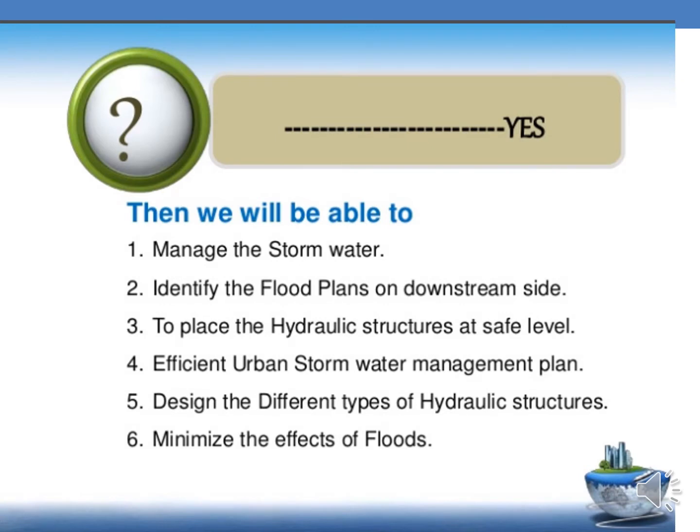Then we will be able to manage the stormwater, identify the flood plains downstream, and place the hydraulic structure at a safe level. Hydraulic structures are dams, canals, weirs. So for the construction of all the hydraulic structures, we need the flood prediction of that particular area. Then we can design the different types of hydraulic structures to minimize the effect of flood.